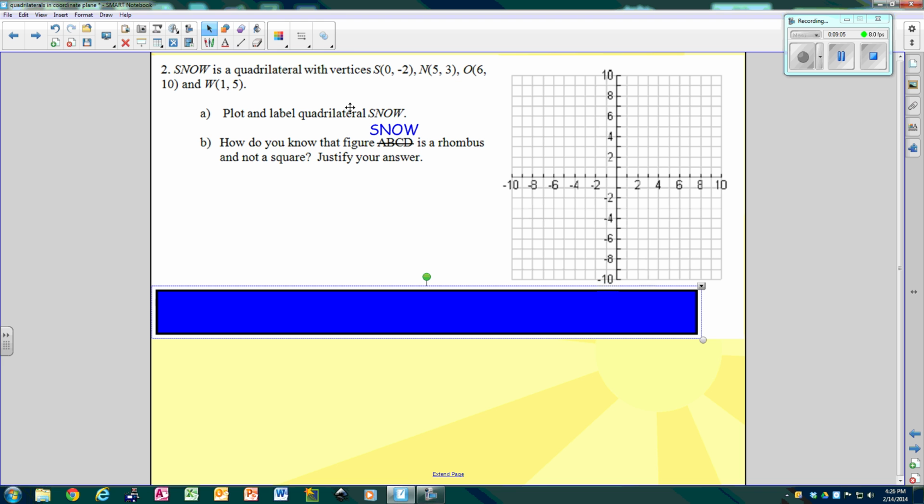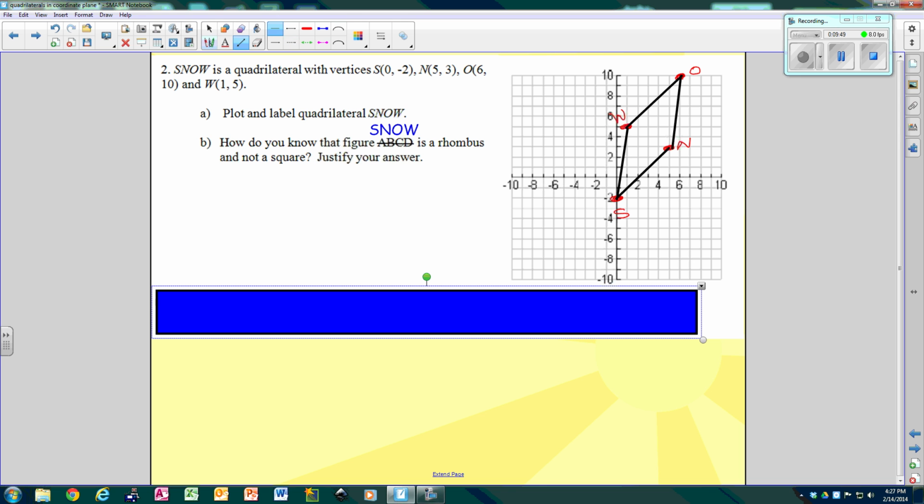All right, the next one. This one is quadrilateral SNOW, like we need any more of that. So 0, -2. So there is S. 5, 3. So 5, 1, 2, 3. So there's N. O is at 6, 10. This is weird. And W is at 1, 5. Okay, and we connect them in the order they were given. So S, N, O, W.